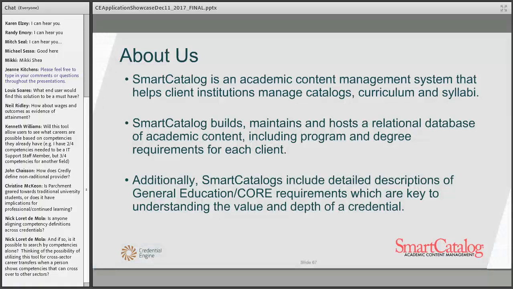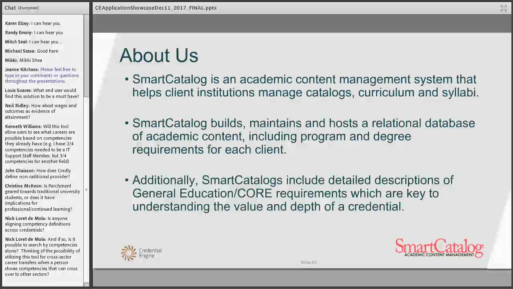Yes, thank you. Hi, everybody. Good afternoon. We are really pleased to be here and be a part of what Credentials Engine is doing. We recognize it as a really important step forward in making credentials transparent and publishing them. And the following is about where we would participate in that.